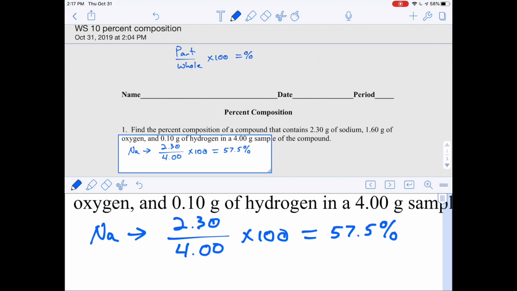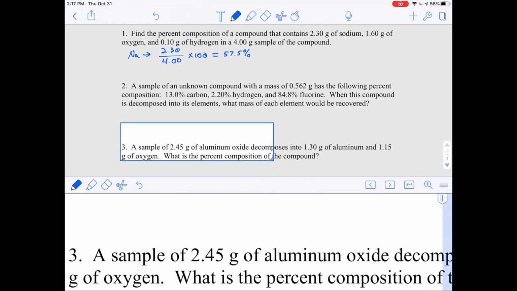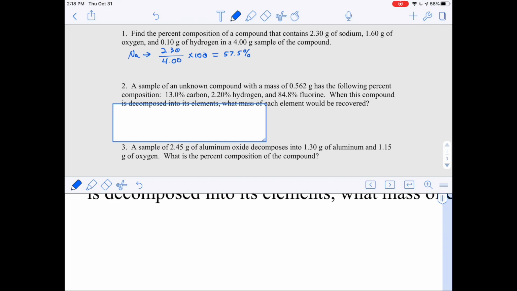Eventually we're going to use these percent compositions to help us figure out what the formula of a compound is. Formulas deal with mole ratios, but we can't measure those in the lab. All we can measure are masses in the lab, and so that's why we start with percent composition by mass. We'll do problems the flip side too.